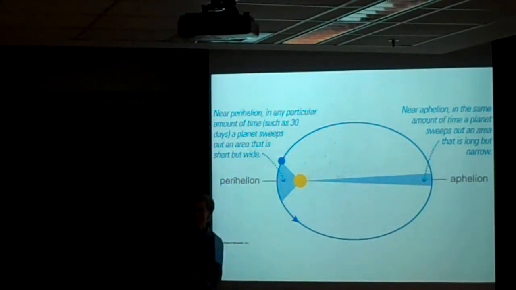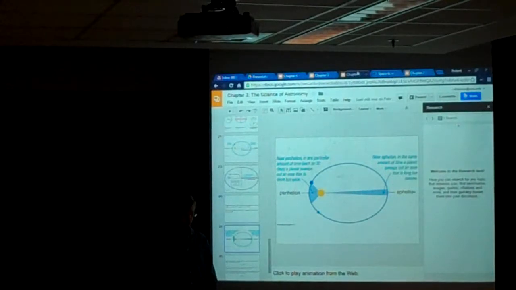Yes? Can you explain what azimuth is? Azimuth. So azimuth is direction away from due north measured to the east.